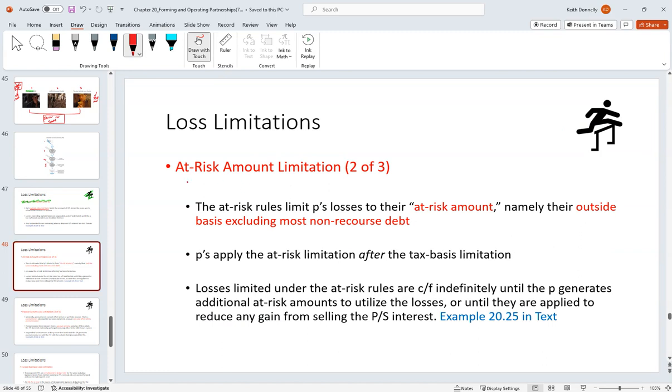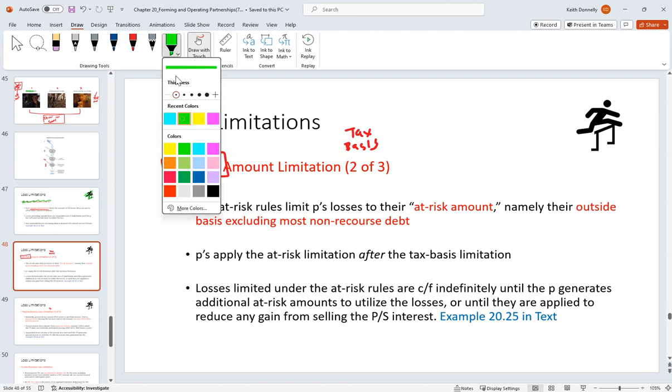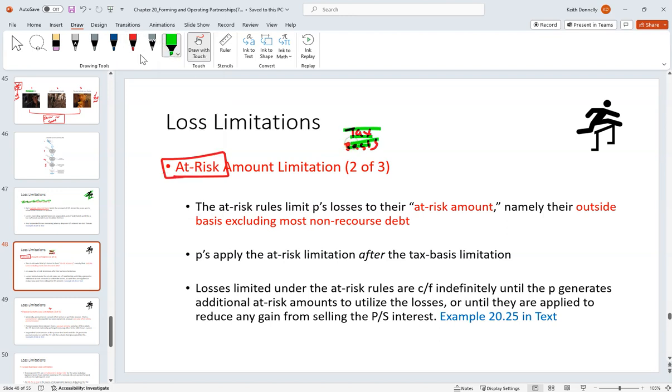The next hurdle is going to be your at-risk amount. And essentially what this means is it's going to be your tax basis, right? Your adjusted outside basis. That first one, right? I think we were making that green, minus any non-recourse liabilities, right? That's going to get you your at-risk amount. And the idea with this is, remember, we're looking at skin in the game, right?